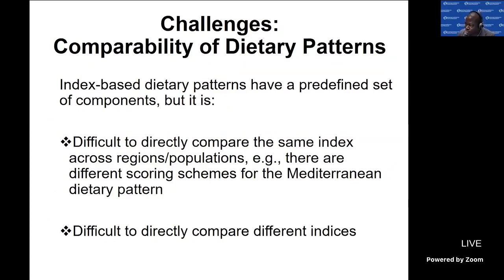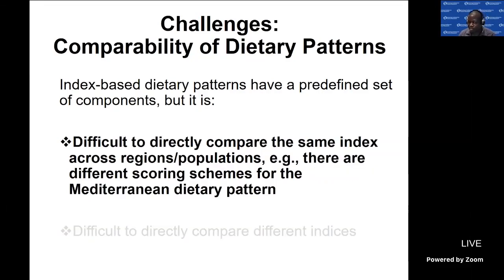Comparability of dietary patterns is also another challenge in synthesizing evidence from dietary patterns in relation to cancer risk. For the index-based patterns, they are standardized. They start off with a predefined set of components. And that is a huge advantage. But in operationalizing these scores, we've come to realize that it is difficult to directly compare the same index across different regions or populations. The Mediterranean dietary pattern is operationalized a little differently. And even practically within the different countries in the Mediterranean region, the Mediterranean diet is not exactly the same. And it's also difficult to compare between different indices.